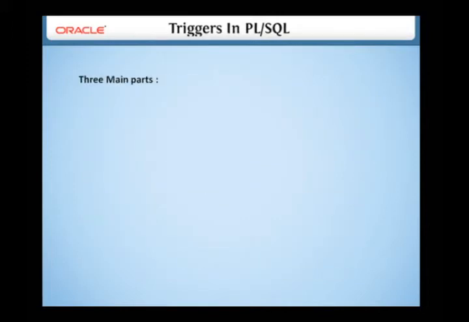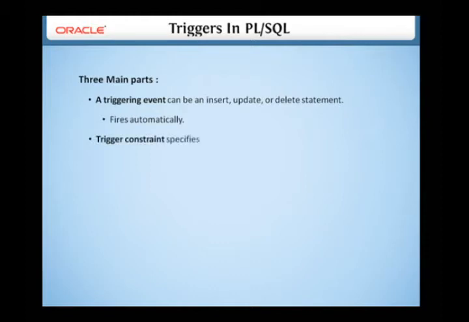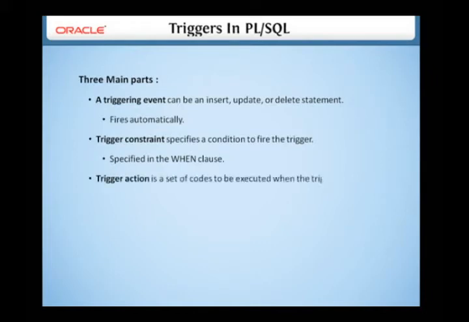Here are the three main parts of a trigger. A triggering event can be an insert, update, or delete statement. The trigger fires automatically when any one of these events occurs. A trigger constraint specifies a condition that must be true for the trigger to fire. This condition must be specified in the WHEN clause. Later we will see this in our trigger syntax. The trigger action is a set of code to be executed when the trigger fires.